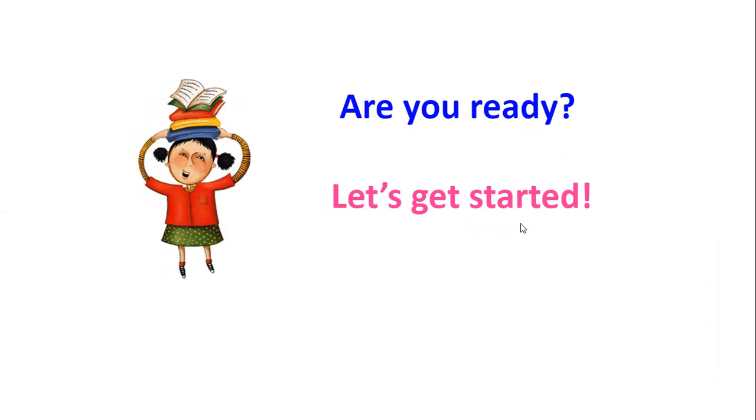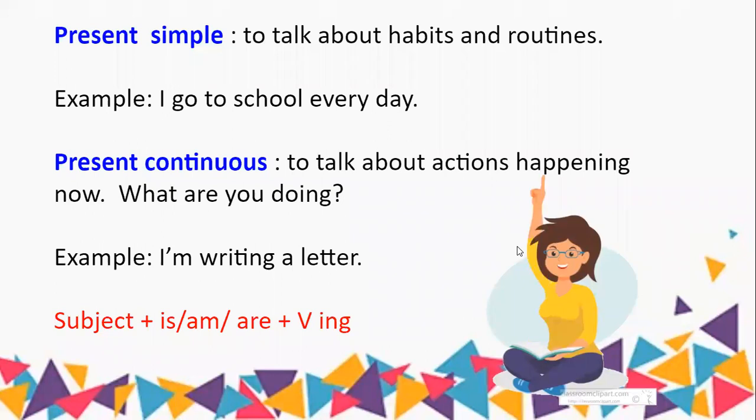In your previous years, you've learned about the tenses of the verb. Let's talk about the tenses of the verb. Present simple, to talk about habits and routines. Example, I go to school every day. Remember your subject-verb agreement. Present continuous, to talk about actions happening now. The key question is, what are you doing?